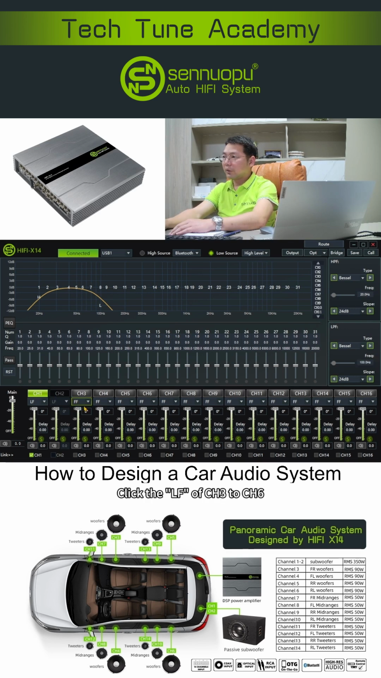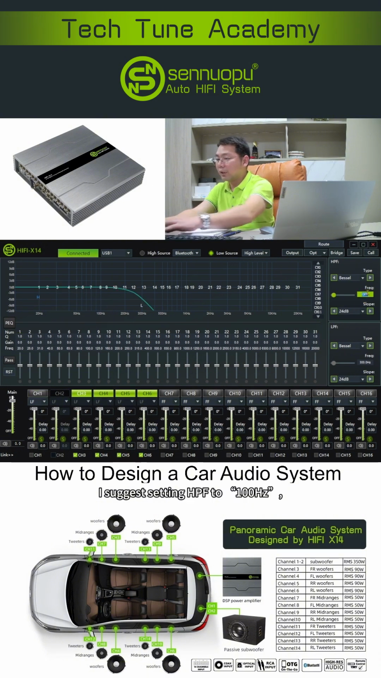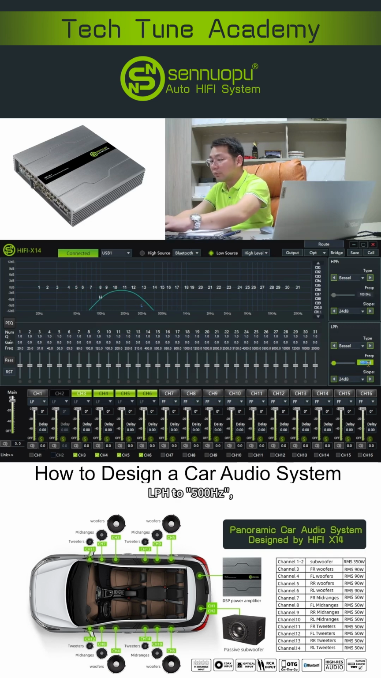Click the LF of CH3 to CH6, and then combine the 4 channels to make the 4 channels consistent. This speaker is for bass and middle. I suggest setting HPF to 100 Hz, LPF to 50 Hz.